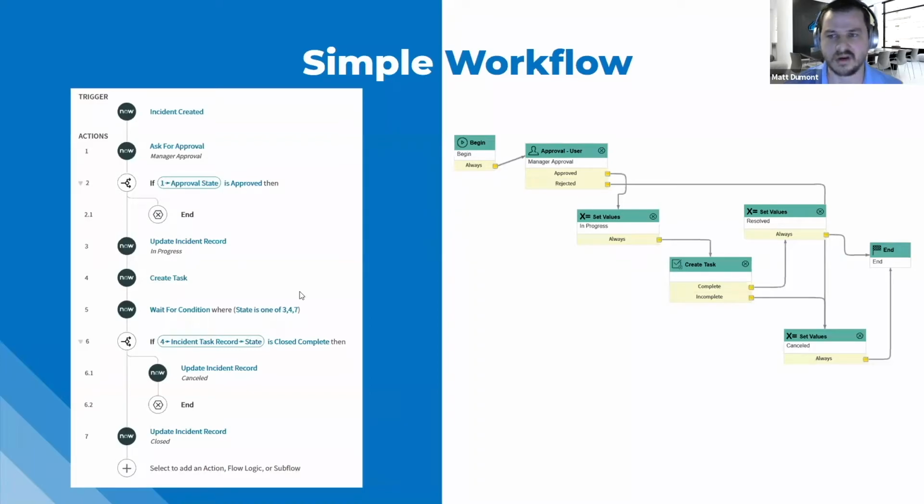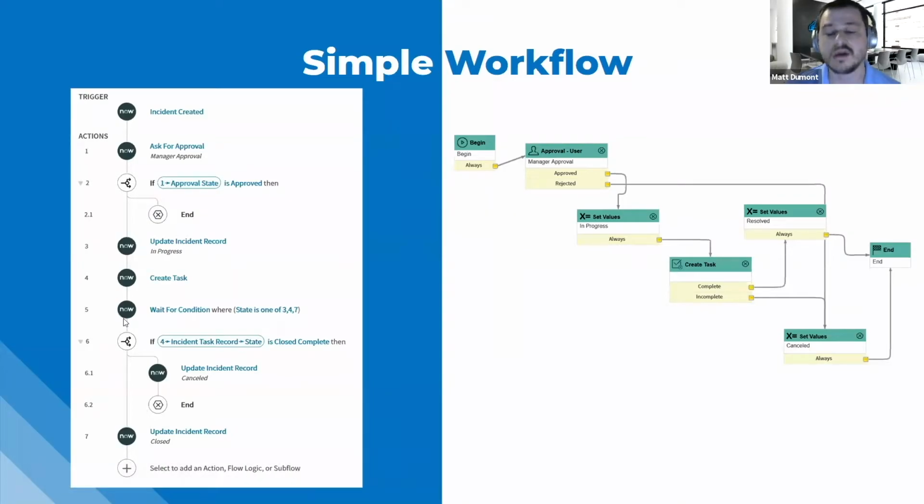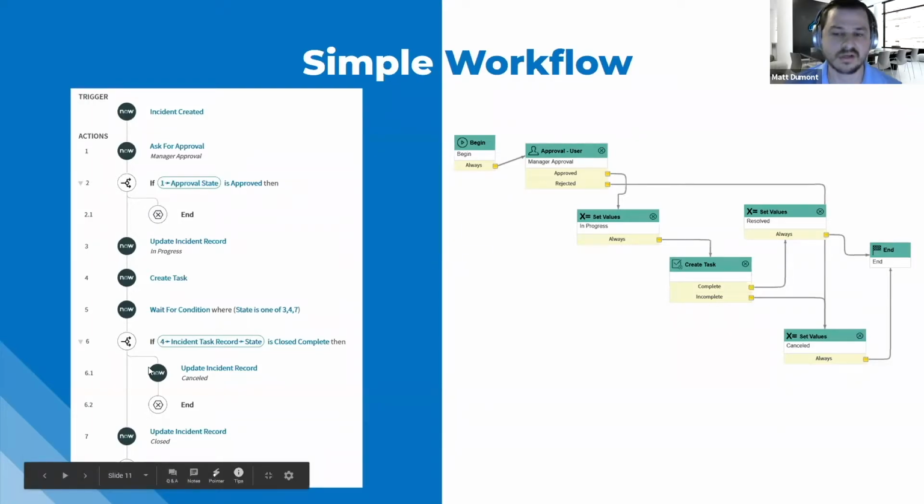An example here is one I just threw together that is a side-by-side of a Flow Designer version of a workflow that just has a manager approval and a task and then closes out. You could recreate the same thing because it's very linear. You're just doing, if it's this state, go here. If it's not, go here. Wait for certain states to apply on the task. Depending on the states, go one way or the other.